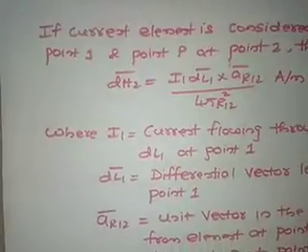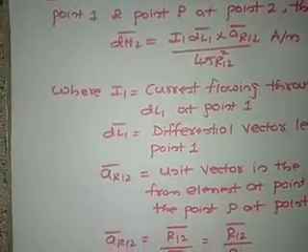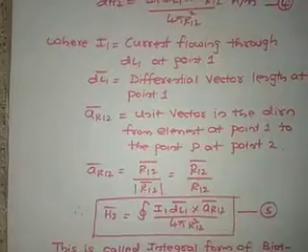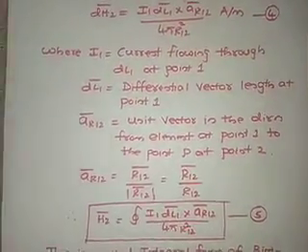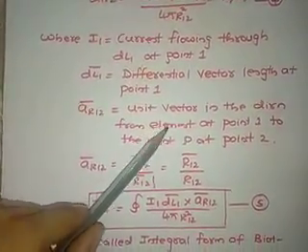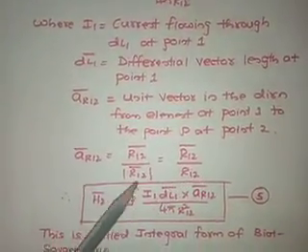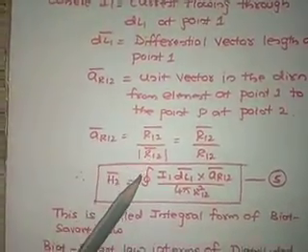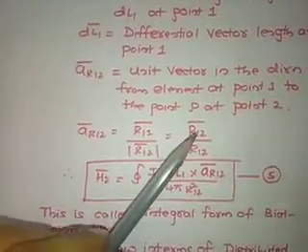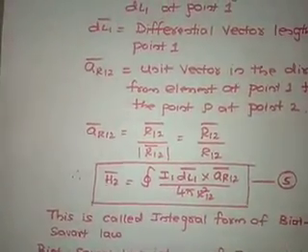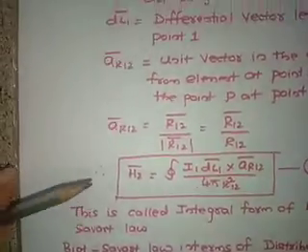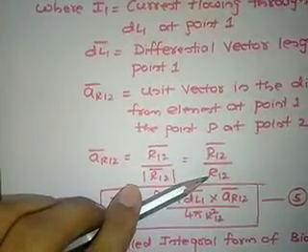Where I1 is the current flowing through dL1 at point 1. dL1 bar is the differential vector length at point 1. aR12 bar is the unit vector in the direction from the element at point 1 to point P at point 2. aR12 bar is R12 bar divided by the absolute value of R12 bar, that is R12 bar divided by R12, because we know that a unit vector is given by the vector divided by its magnitude.